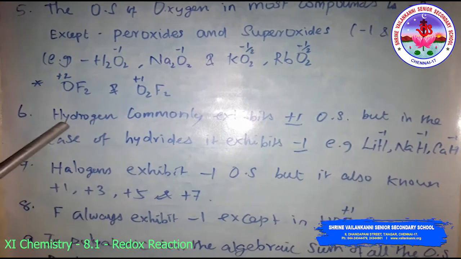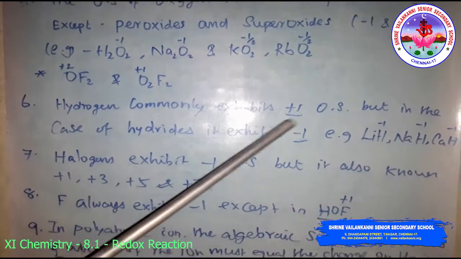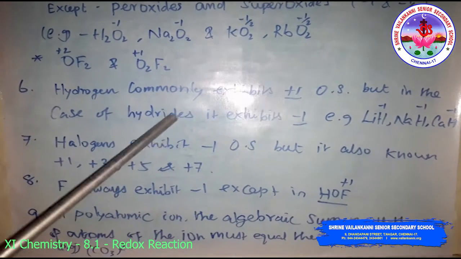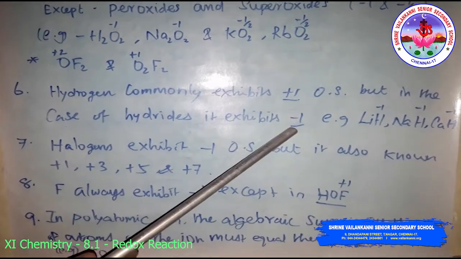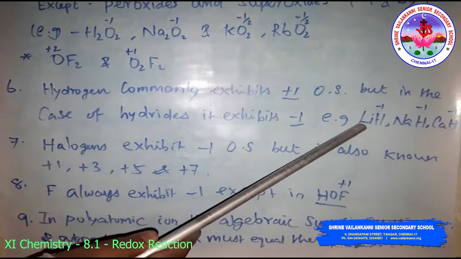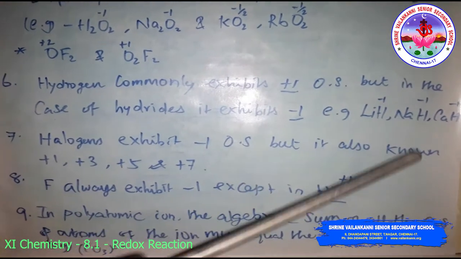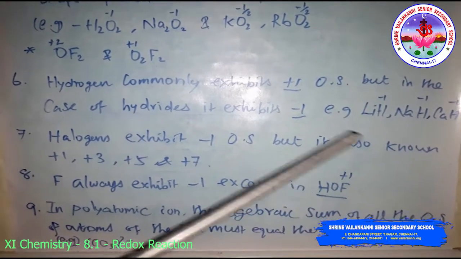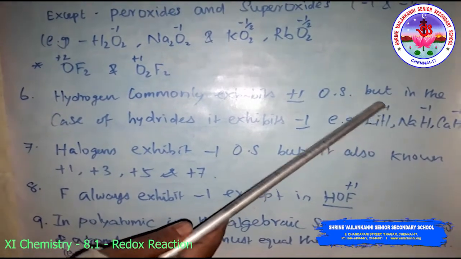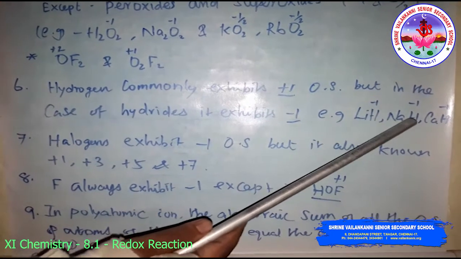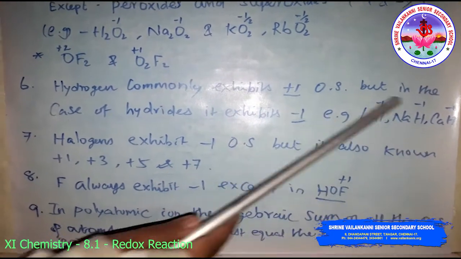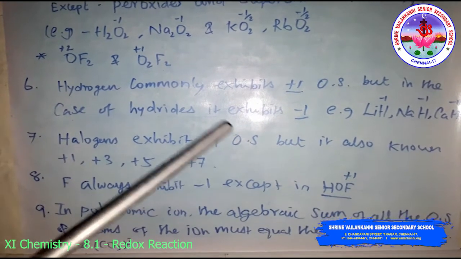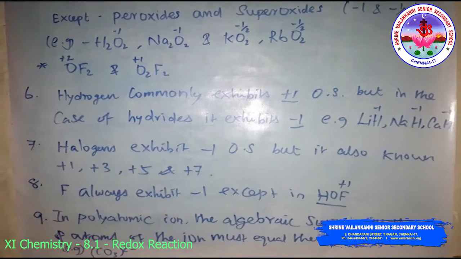Hydrogen commonly exhibits +1 oxidation state, but in the case of hydrides, it exhibits -1 oxidation state. Examples: lithium hydride, lithium aluminum hydride, sodium hydride, calcium hydride. So these are the examples. The -1 stands for the hydrogen here. These are called hydrides. In the case of hydrides, hydrogen exhibits -1 oxidation state.